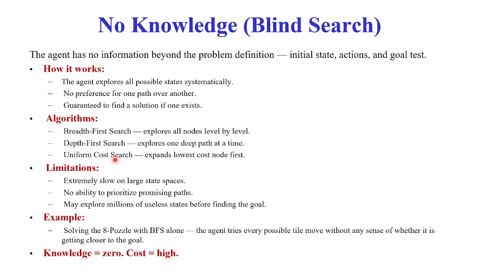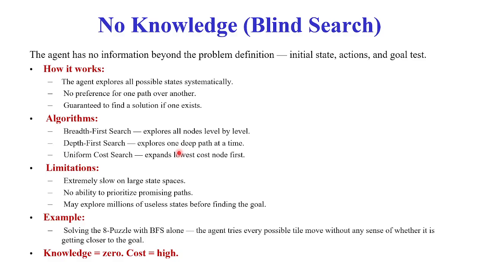The third one is the uniform cost search, or otherwise UCS. This one expands the node with the lowest total cost. So the agent does not know where the goal is, but it searches the node with the lowest cost. So it's cost aware, but the direction is still blind here.